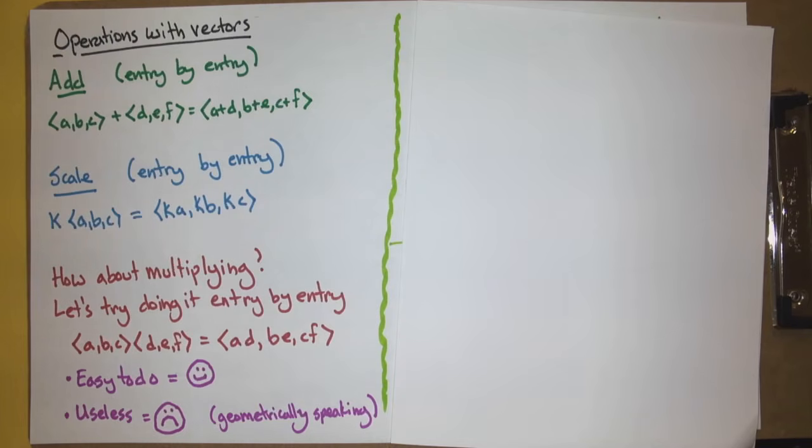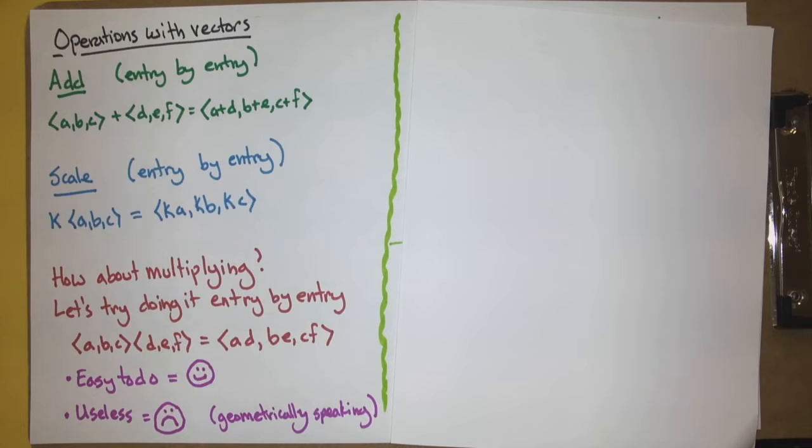You say, well, okay, add, scale. What about multiply? Now, the first thought that people have is to say, well, I like this entry by entry idea. Let's try it out. Take two vectors, multiply the first entries, multiply the second entries, multiply the third entries. There's a new vector, right? And, well, good news is, hey, it's easy to do. Bad news is, it's useless.